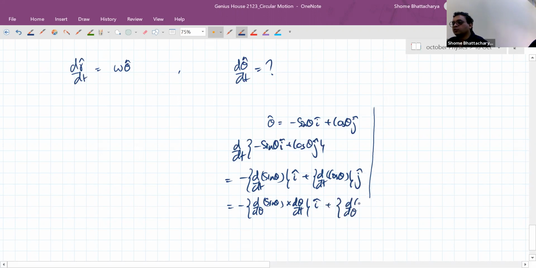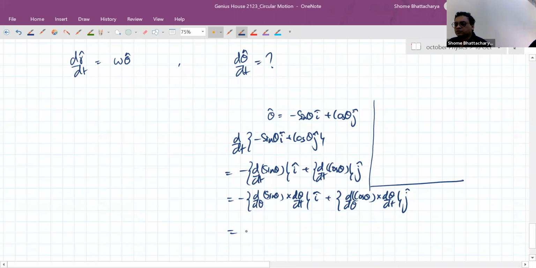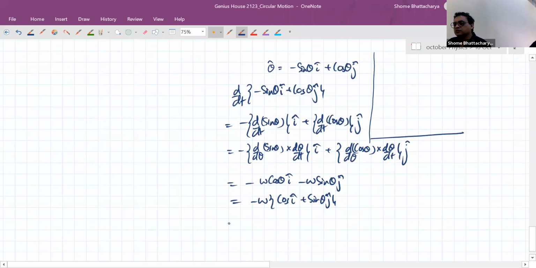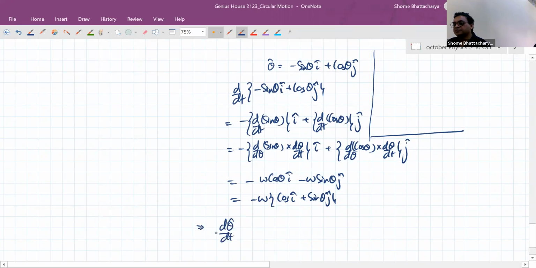If you were doing this like a board level question, you would have to put all these steps, otherwise you'll get penalized. But this kind of thing will never be asked in your board exams, because it's a little bit beyond the board level of questions. Anyhow, this becomes minus omega cos theta I cap and minus omega sine theta j cap. So as you can see, it becomes minus omega r cap. We should also be able to make sense of this geometrically, why we are getting this result finally, that the rate of change of theta cap with respect to time is minus omega r cap.